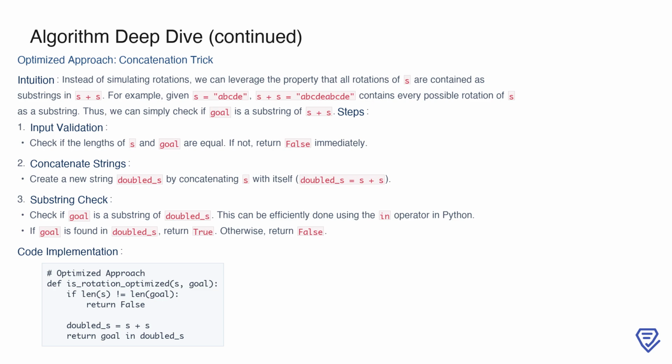First, we validate that the lengths of S and goal are equal. Then, we create a new string by concatenating S with itself and use Python's efficient substring operation to check for the presence of goal. If goal is found in the concatenated string, we return true, otherwise, we return false. This approach avoids the need to explicitly generate and compare rotations, making it significantly faster.